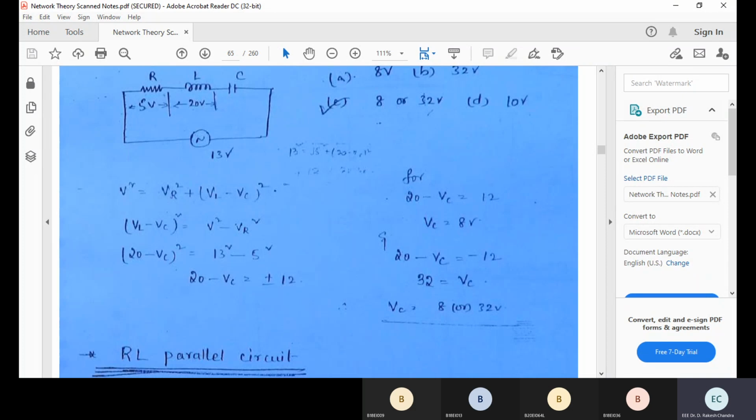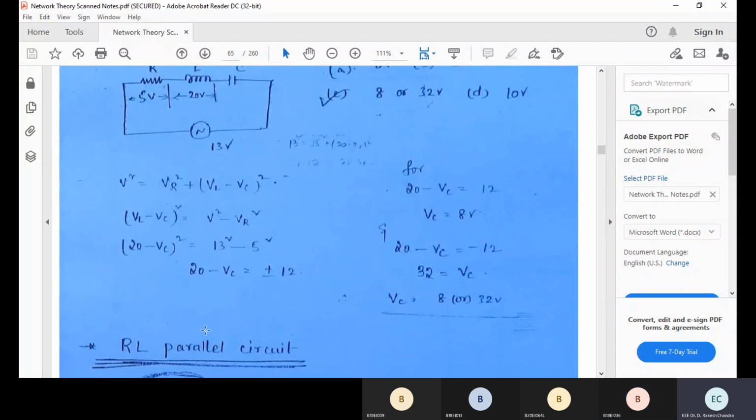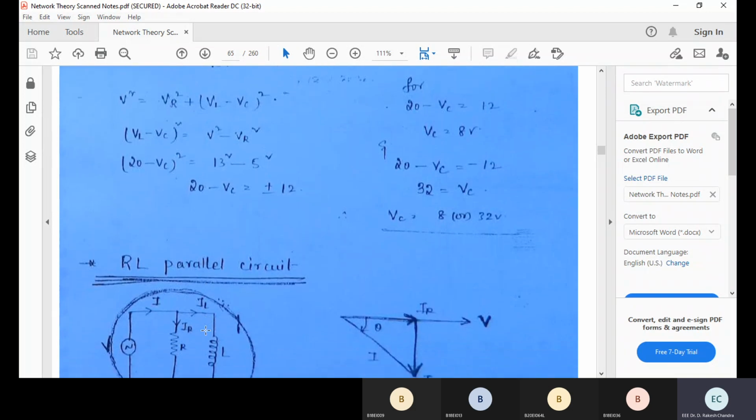Any possibility is there. Do you follow this problem? Or shall I repeat? Did you follow or shall I repeat? Any one of you? Do you understand this problem? Yes, sir. Okay. That is a simple way. Based upon the simple problem, you solve that.